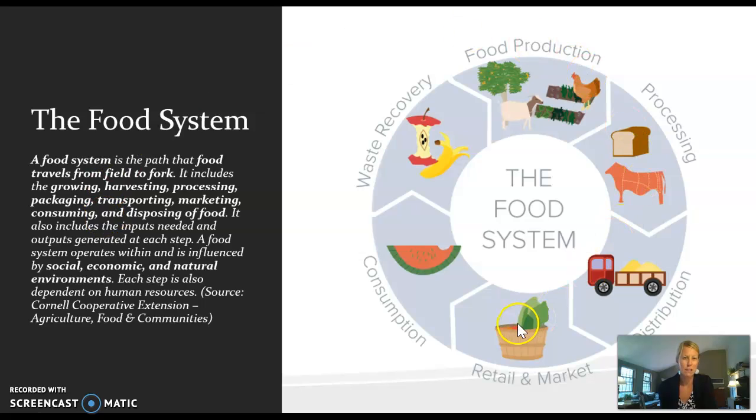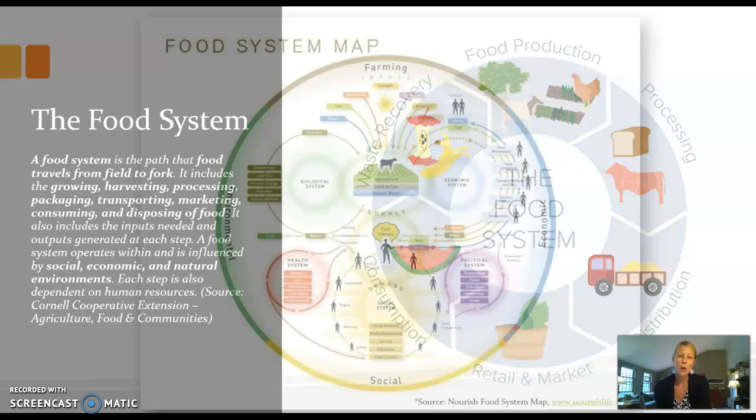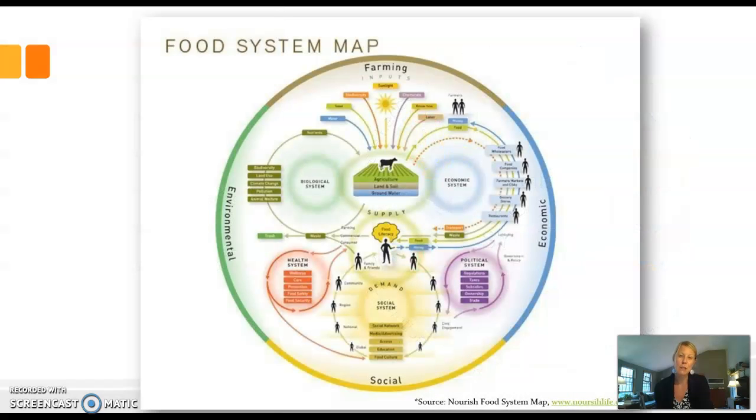And then I also have this infographic from the Agricultural Sustainability Institute at UC Davis to show that at its basic level, a food system has food production, processing, distribution, retail and market, consumption, and then waste recovery. However, again, from your reading from Neff and Lawrence, we know that the food system has many, many components and is influenced by a number of different processes.